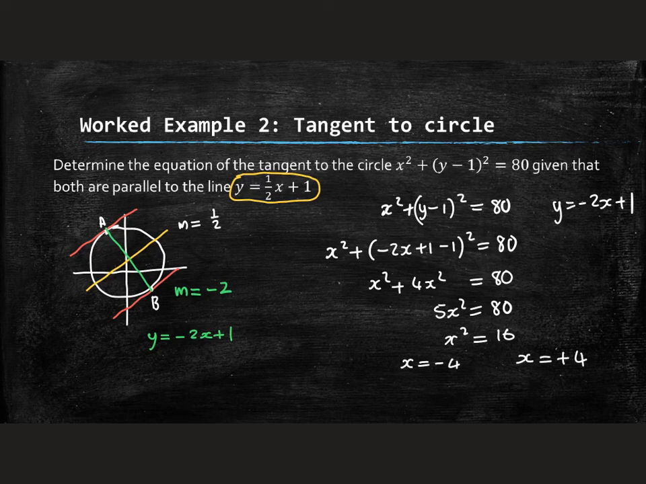And I guess what we could then do is plug the minus 4 and the 4 back into the original equation, and we get 2 corresponding y values. And the 2 corresponding y values we'll get is that when I plug in minus 4, minus 2 times minus 4 plus 1 is 9, and when I plug in 4, minus 2 times 4 plus 1 is minus 7. So what we get then is that A's coordinate, let's just label it here, A is going to be minus 4 and 9, and B is going to be 4 and minus 7.